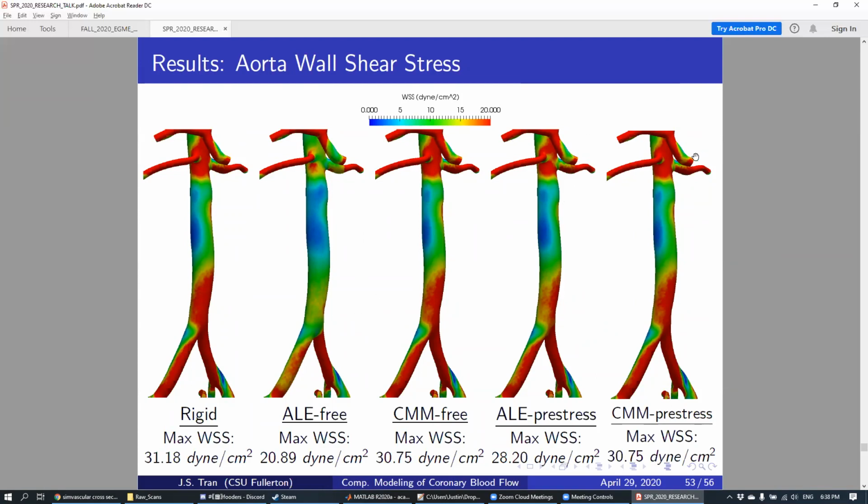You can see here that if we don't apply the pre-stress, we have much lower distributions of wall shear stress. But when we apply the pre-stress, these actually look pretty similar to each other. So that's actually encouraging to look at.